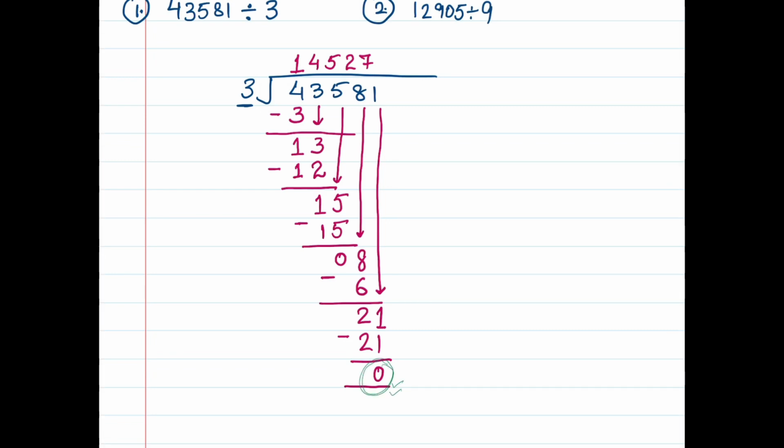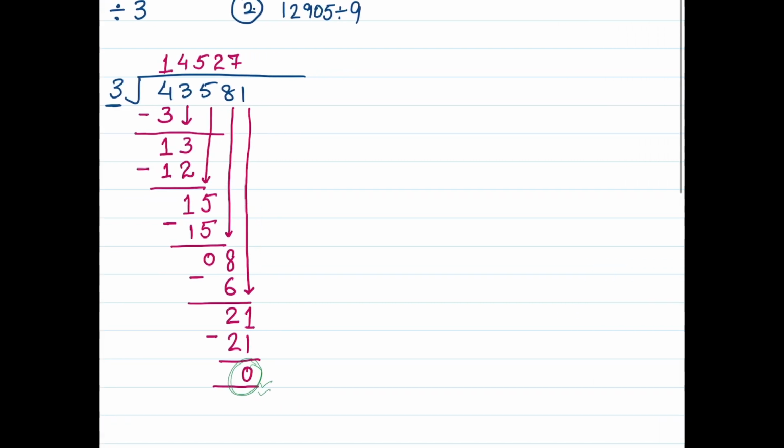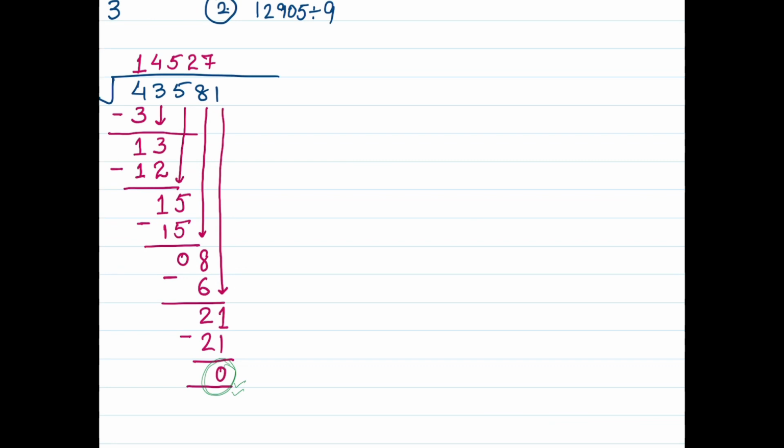Alright, but in certain cases you might not get 0. So let's do another example. So another example is 12,905 divided by 9. Alright, so let's see what we get. The first number is smaller than the divisor, so we take two numbers. So here 9 times 1 is 9. Again we will subtract and we get 3.